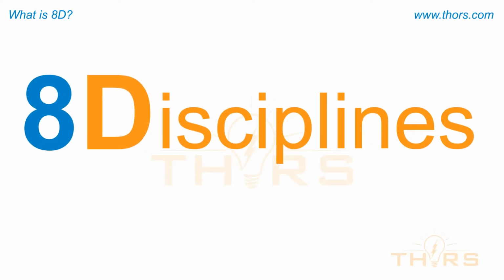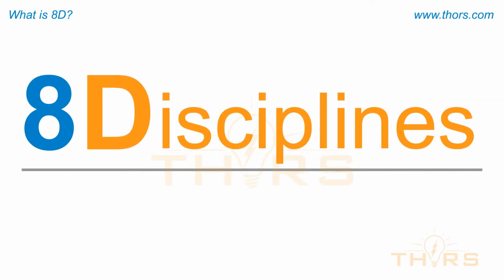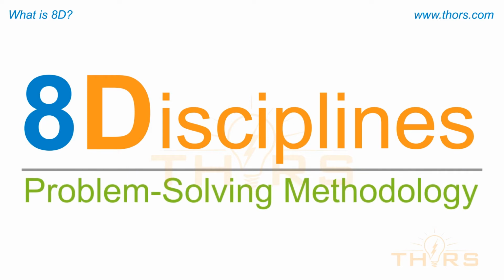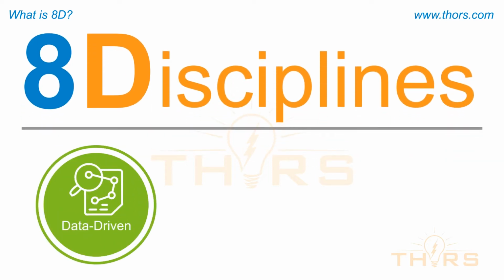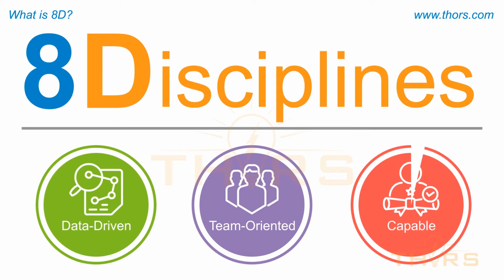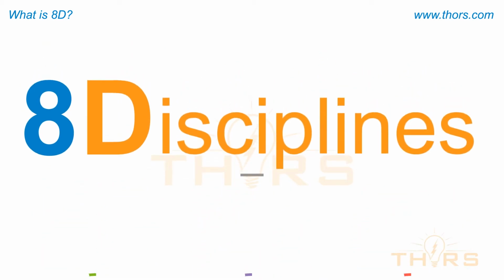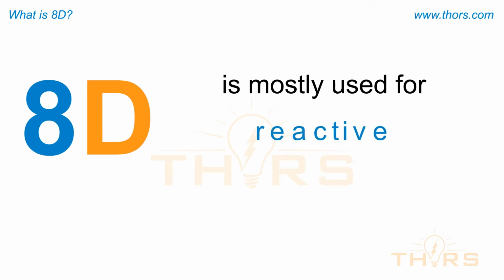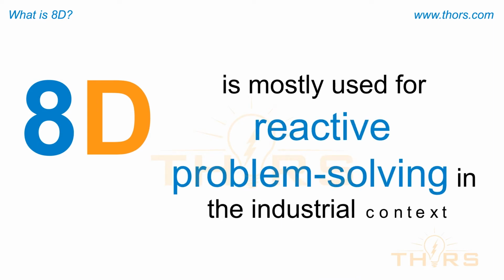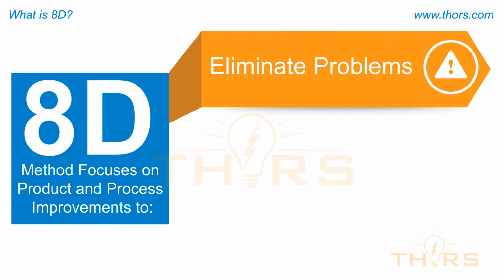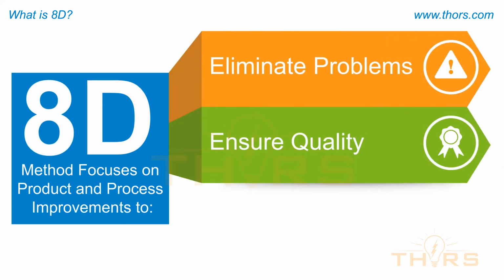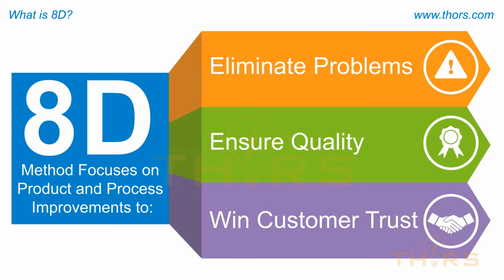8D stands for 8 disciplines, which constitute a popular problem-solving methodology. The 8D methodology has several common traits, such as to be data-driven, team-oriented, and capable of factoring in a wide range of problems. 8D is mostly used for reactive problem-solving in the industrial context. The method focuses on product and process improvements to eliminate problems, ensure quality, and win customer trust.